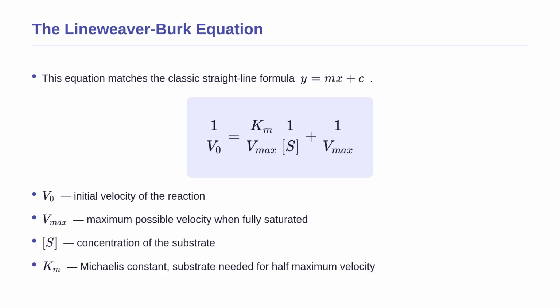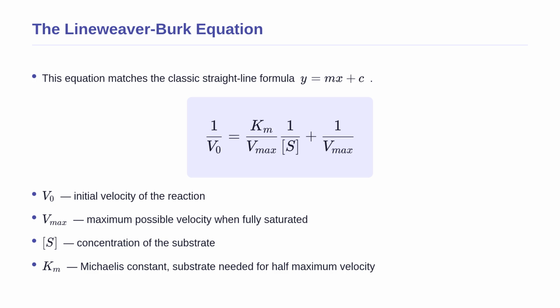Now that we understand why this straight line is so useful, let us look at the mathematical formula that creates it. This is the Lineweaver-Burk equation. It perfectly matches the classic straight line formula, y equals mx plus c, that you likely learned in algebra. In this equation, v0 represents the initial velocity of the enzyme-catalyzed reaction. Vmax stands for the maximum possible velocity when all enzyme molecules are completely saturated. The bracketed S represents the concentration of the substrate we are feeding to the enzyme.